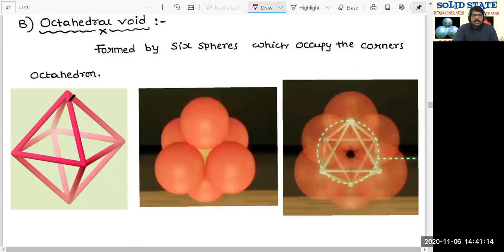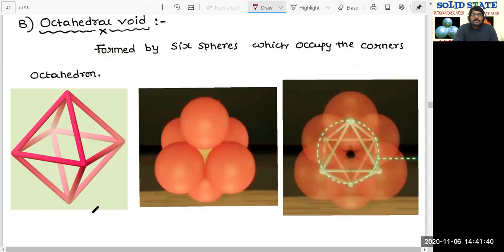You can see here there are 1, 2, 3, 4, 5, 6 corners, and there are 8 triangular faces. This is the first triangular face, second, third, and fourth. Above the square, there are 4 triangular faces. Below the square, there are 4 triangular faces. Altogether, there are 8 triangular faces. Hence, it is called an octahedron.